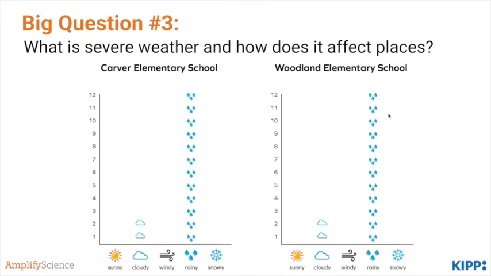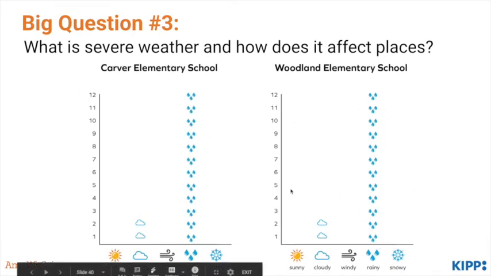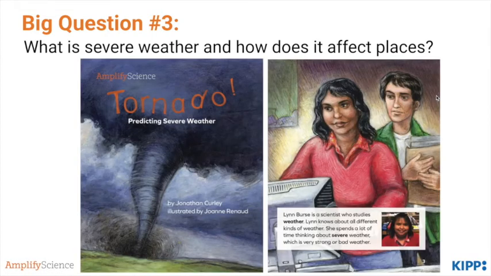Students confirm that the weather is the same by adding up the number of rainy and cloudy days. Yep, checks out. Then they read more about severe weather. They read the book Tornado about a meteorologist named Lynn who studies severe weather and makes forecasts for tornado predictions to try and keep people safe. The book also talks about different ways that people stay safe during tornadoes.